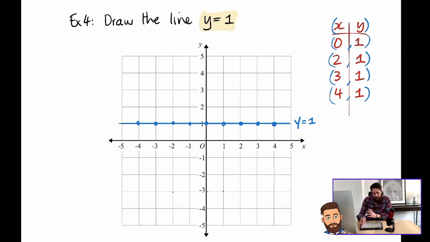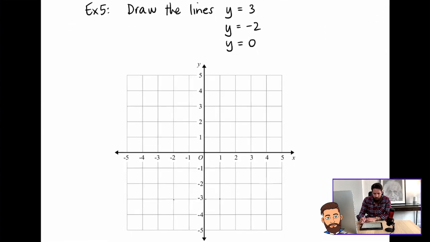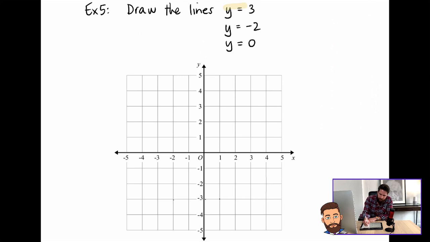So from that understanding, you should be able to easily plot example 5, y equals 3. Well, y equals 3, what does that mean? That means a line that goes through the y-axis at 3. Well, the y-axis at 3 is here, and it needs to go through it. So it's a line that goes directly through the y-axis at 3. So our line y equals 3 would be the blue one.